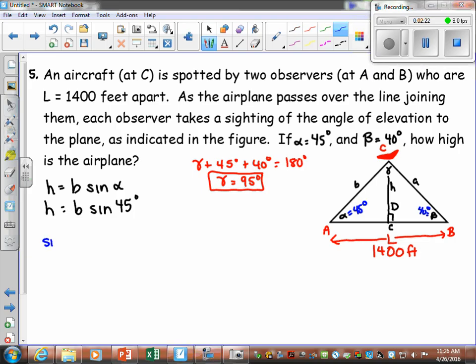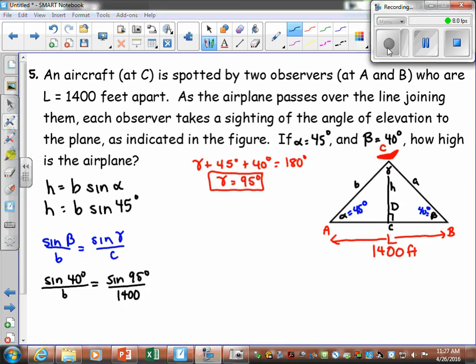So let's do sine of beta over B is equal to, we only know side C. Side C is 1,400. We don't know this one or this one. So we're going to be working with sine of gamma over side C. Okay, let's go ahead and do the calculations for this. Just check that you're setting these up right. We know side C is 1,400 and we just found gamma to be 95, so we're ready to cross multiply and solve here.